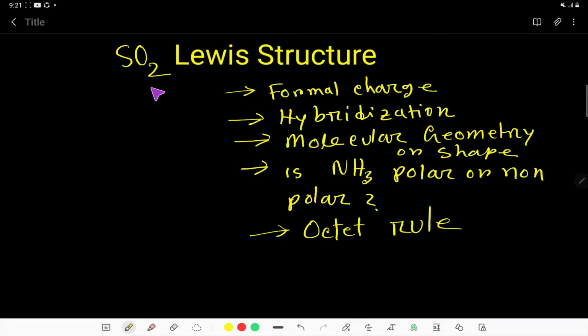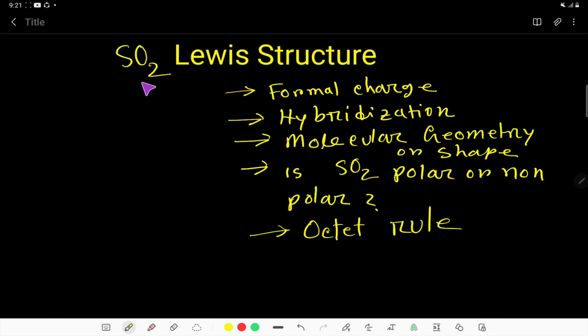In this video, I am going to discuss how to draw the SO2 Lewis structure, that is, the sulfur dioxide Lewis structure, and I will also discuss SO2 formal charge, hybridization, molecular geometry or shape. I will also tell you whether SO2 is polar or non-polar, and whether SO2 follows the octet rule or not, right?